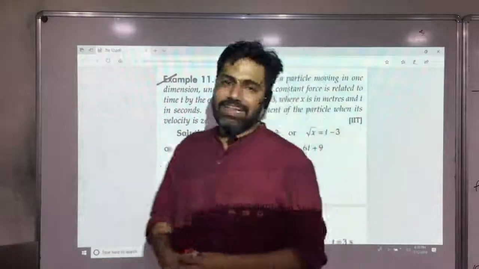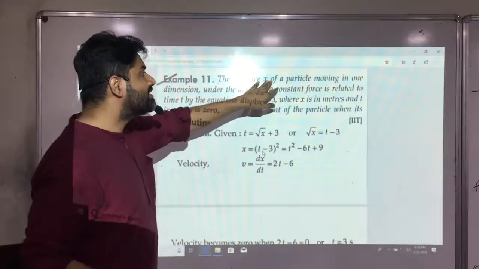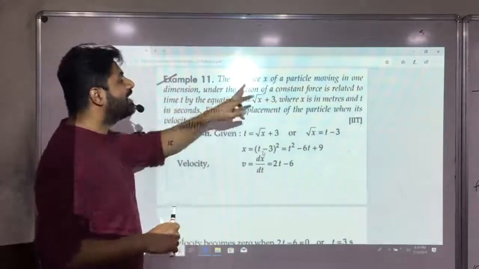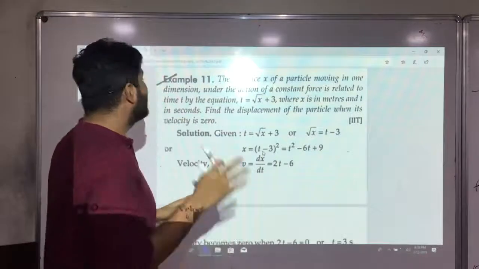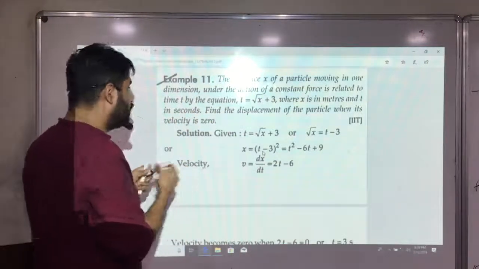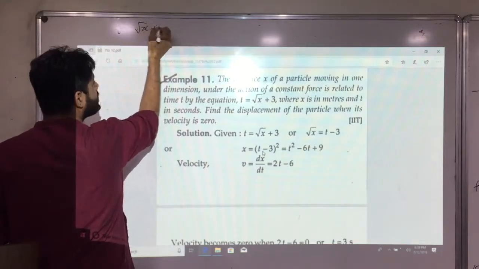Well friends, let's deal with the next example. The question is like this: the distance x of a particle moving in one dimension under the action of constant force is related to time t by the equation t is equal to under root x plus 3.